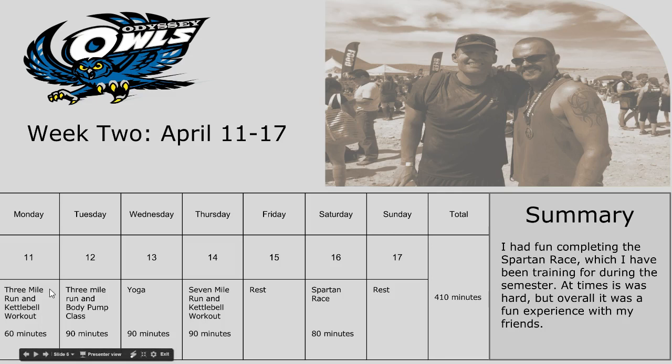So you can see in my summary, I had fun completing the Spartan race, which I've been training for during the semester. And at times it was hard, but overall it was a fun experience with my friends. So I inputted all of my activity for the week, which was well beyond the 150 minutes that's required. It was 410 minutes for this week. I also included a summary of what I did this week, and then there's picture proof. All right, that's me with my friend Rob, and he has his Spartan medal on, and so on and so forth. So again, there's proof that I actually did the activity that I was talking about.